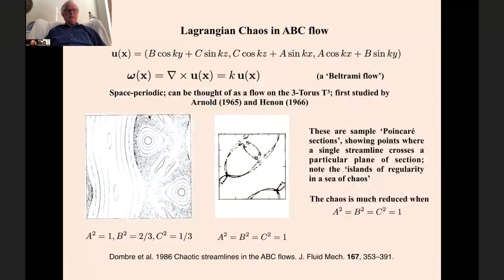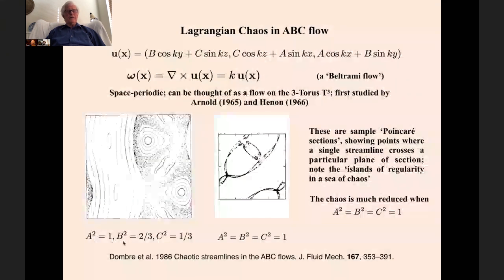This is a space periodic steady flow, and it can be thought of as a flow on the 3 torus T3, first studied actually by Arnold and Henon. These pictures show sample Poincaré sections, which show points where a single streamline crosses a particular plane of section. And you can note the islands of regularity in a sea of chaos, particularly here. Here are the islands of regularity and sea of chaos, where there's a great scattering of points.